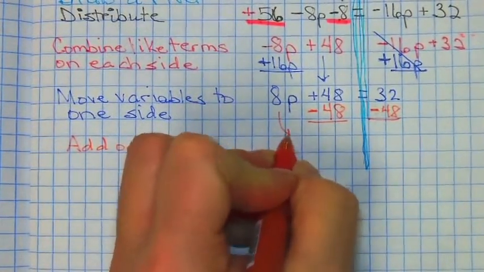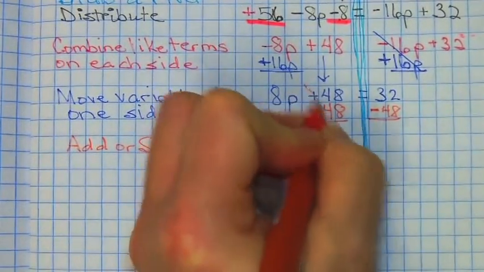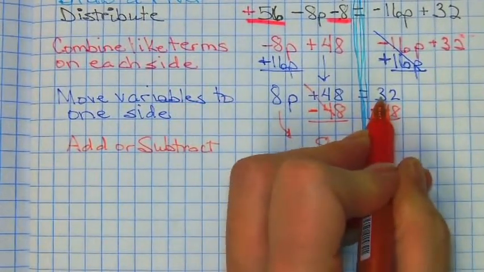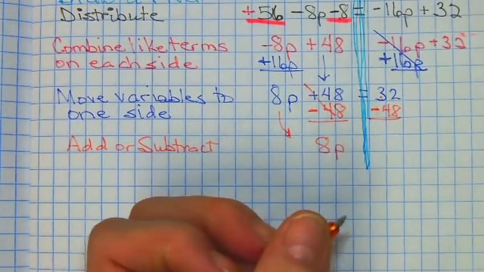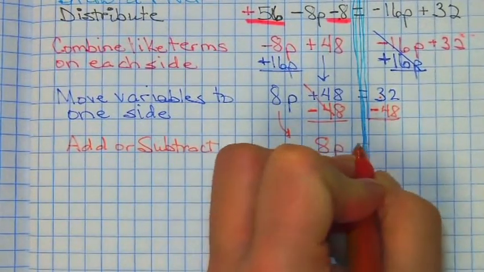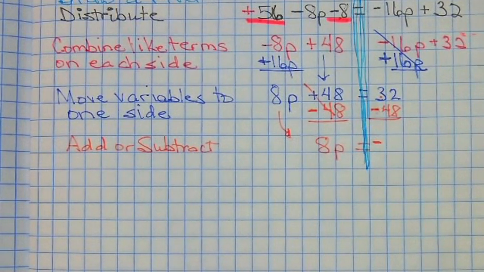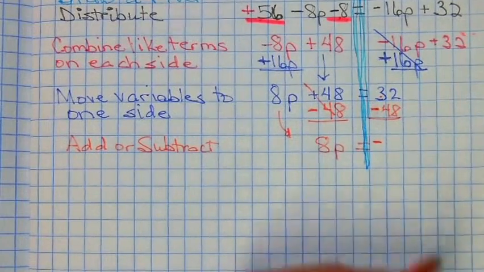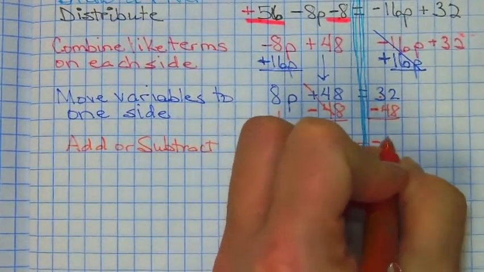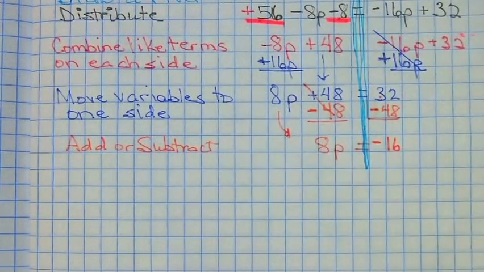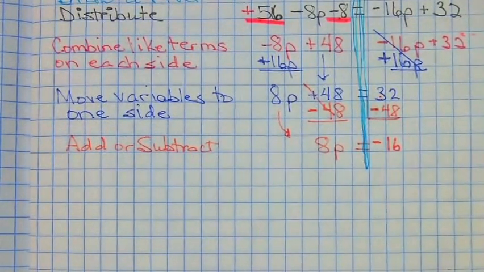So on this side, our 8p comes down. Positive 32, negative 48. So the negative wins. And what's our negative number? 48 minus 32 is 16. Okay. We good? Am I going too fast?